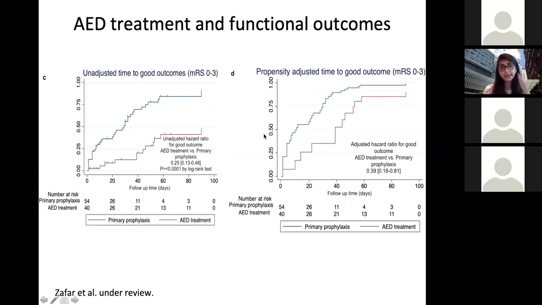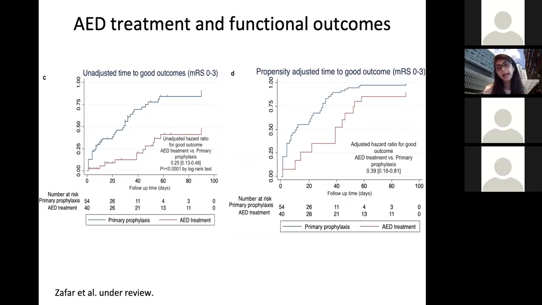We then looked at functional outcomes, and again here on the left is the unadjusted curve, and on the right is the propensity adjusted curve. And what we found was that patients that were treated with seizure medications beyond that initial period or continued on seizure medications in response to EEG findings were more likely to have worse functional outcomes even after propensity adjustment. So, adjustment for the indications for treatment as well as adjustment for predictors of poor outcome.